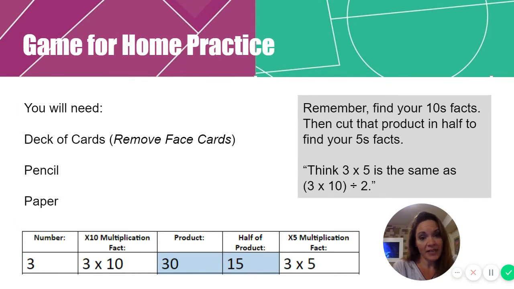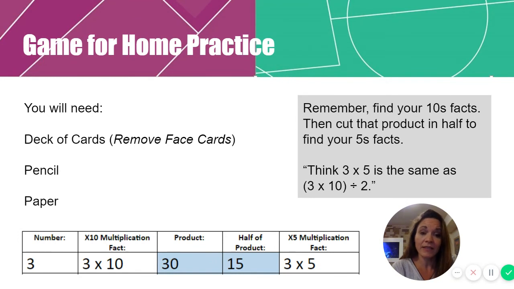Remember to find your tens facts first. Then you're going to cut that product in half to find your fives facts. For instance, I might have drawn the card 3. I'm going to think 3 times 10, which equals 30. And then I'm going to write half the product. Half of 30 is 15. So then I'm going to mark the multiplication fact, 3 times 5.